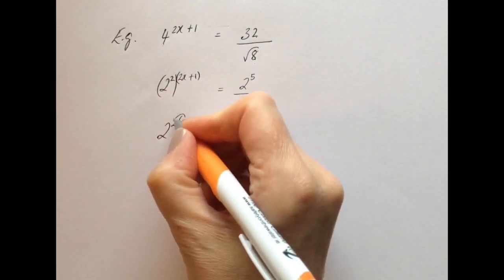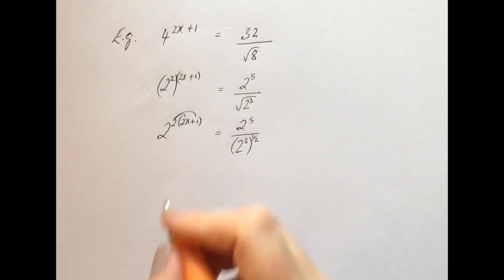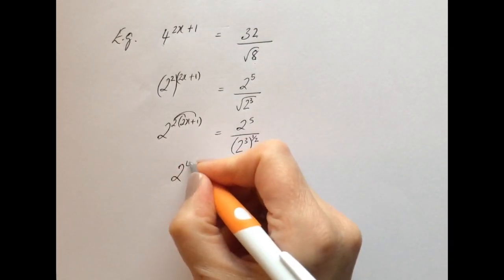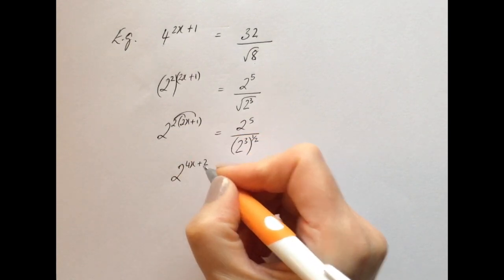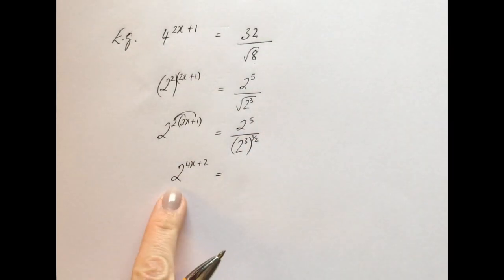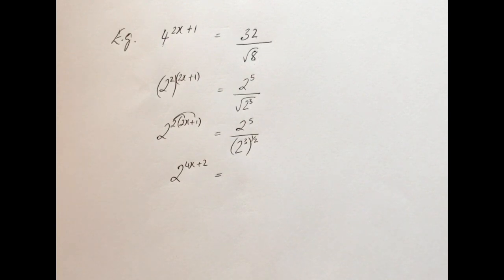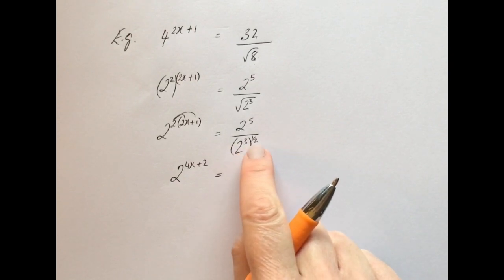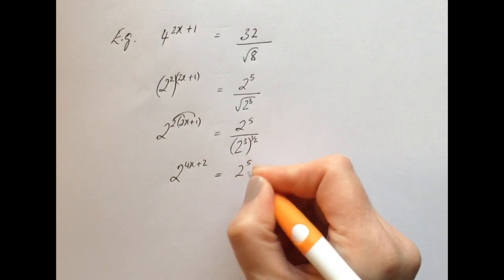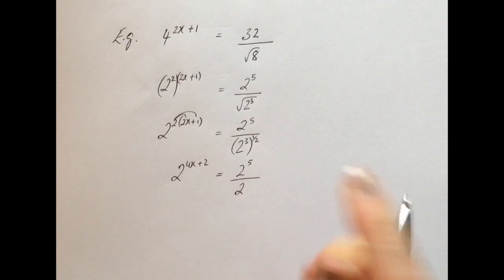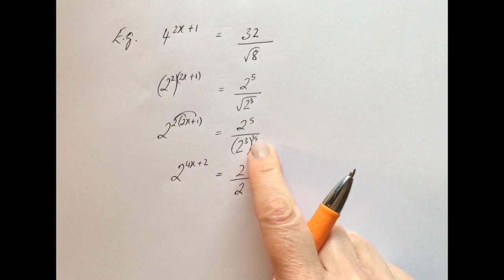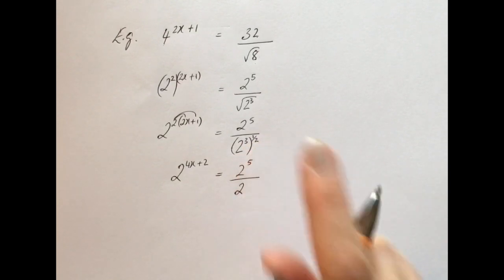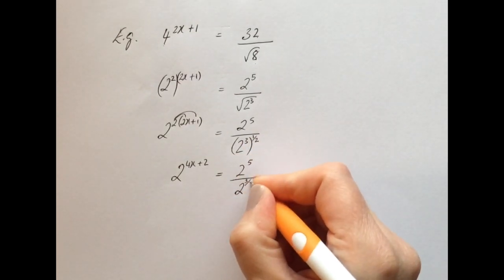Right, the next step. I'm going to multiply out these brackets because I'm multiplying these powers on the left-hand side to tidy it up. 2 times 2x then is 4x, and 2 times 1 is 2. So there's the left-hand side tidied up. And the right-hand side, again, there's still quite a lot to do. All I'm going to do in my next step is deal with where I have a power to a power. And we've already discussed, if you have a power to a power, you multiply the powers. So I have 2 to the power of 5 on top over 2 to the power of 3 times a half. We're multiplying these powers. 3 times a half, of course, is 1.5, or 3 over 2.